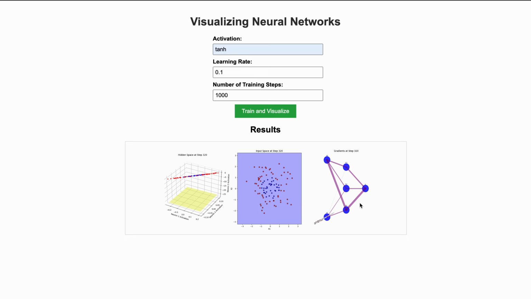And overall, this tool makes it easier to understand the neural network process, how it processes data, adjusts its weights, and improves classification accuracy over time. And by tweaking the activation function, the learning rate, and the number of steps, you could experiment with how these parameters affect the learning process. Thank you.